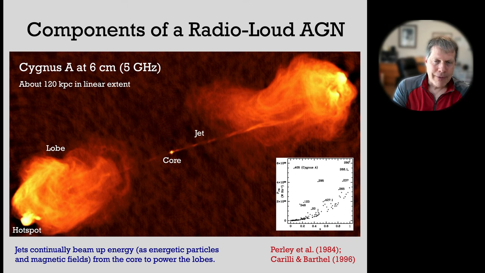Originally, some people thought, in fact, that there was some sort of giant cosmic explosion that had produced the lobes. But it was quickly appreciated that type of model wouldn't work, and that this is a sort of continuous process that is playing out to produce the lobes. Specifically, the jets, which you can see here and here, are continually beaming up energy from the core. So the core is ultimately the powerhouse of this system, and something down in the core is allowing energy to be beamed out in these jets.